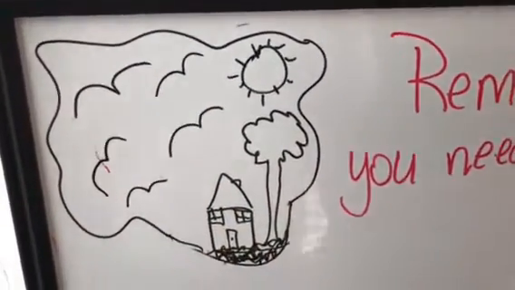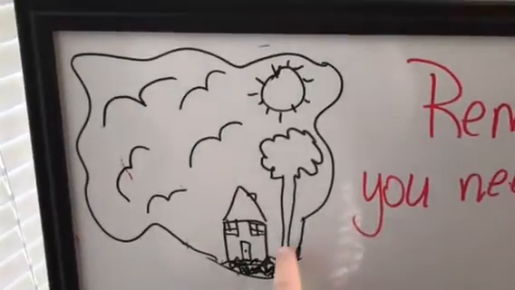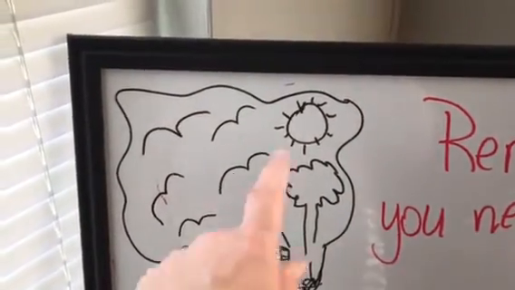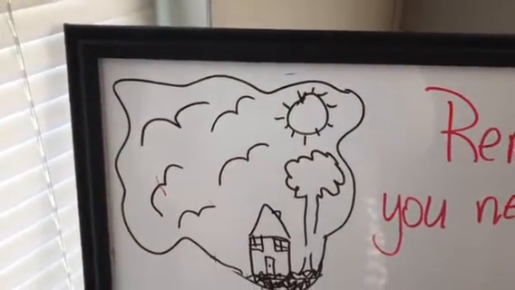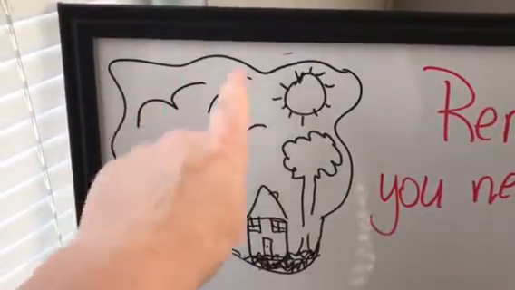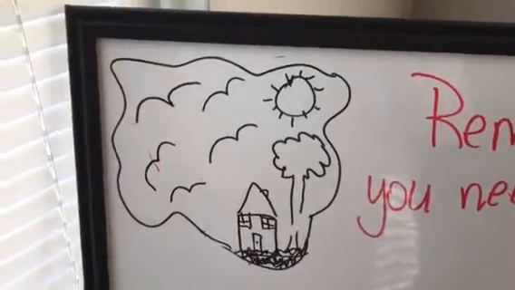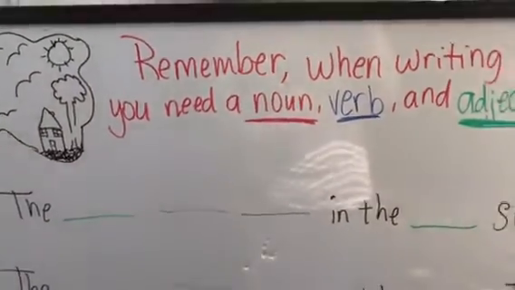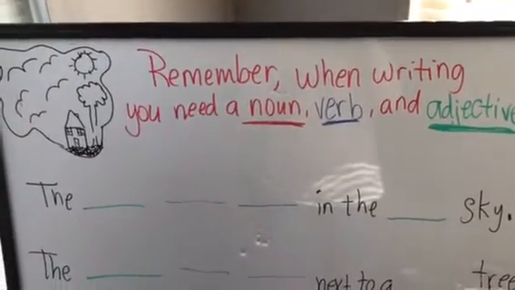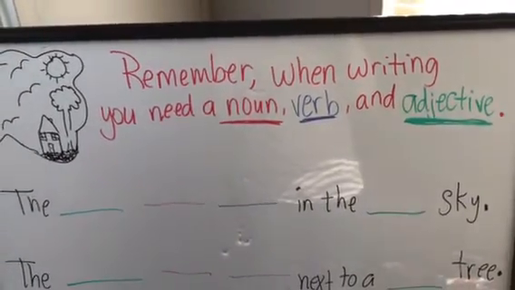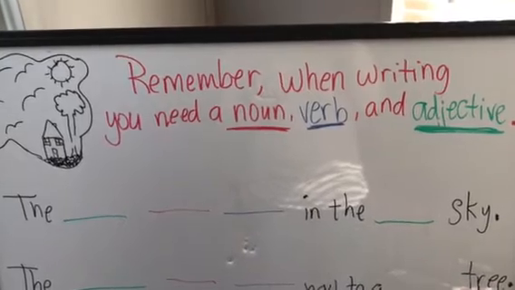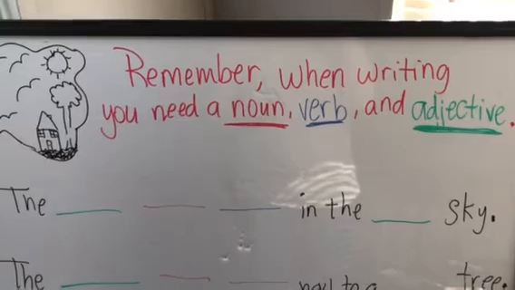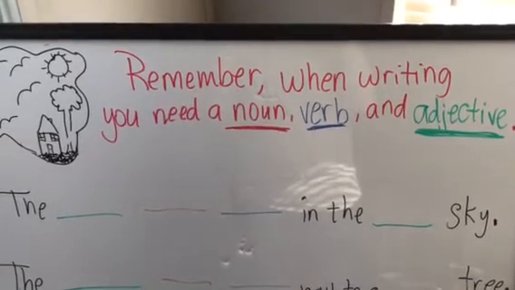All right, so I have a picture here, and in this picture we see a house. Think about words to describe that house. We see a tree. Think about words that could describe that tree. Sun. Think about describing words, and then we see some birds here flying in the sky. So think about words that you could use to describe any of those pictures that we see. All right, my first sentence says, the blank, blank, blank in the blank sky. And if you can see it, my blanks are all a different color. I have red for noun, blue for verb, and green for adjective.